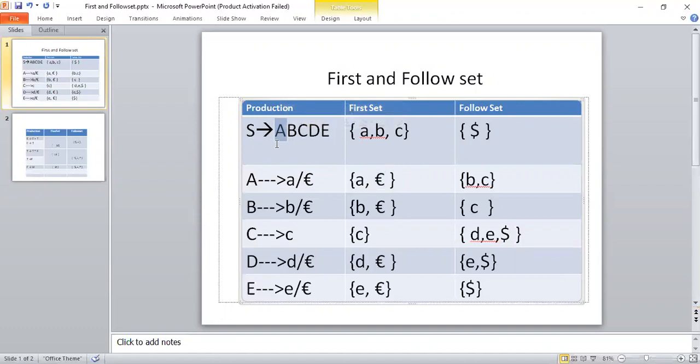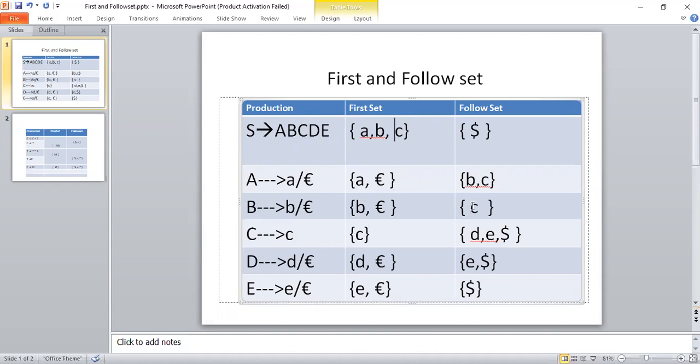So first of S is first of B. What is the first of B? b, epsilon, right? Write b here. Then instead of writing epsilon in this first set, substitute epsilon in place of B, so that B is vanished. Now the grammar is represented as S tends to C D E. Then first of S is first of C. So first of C is what? c. Now write c in its first set. Over. So this is the construction of the first sets for S, A, B, C, D, E.